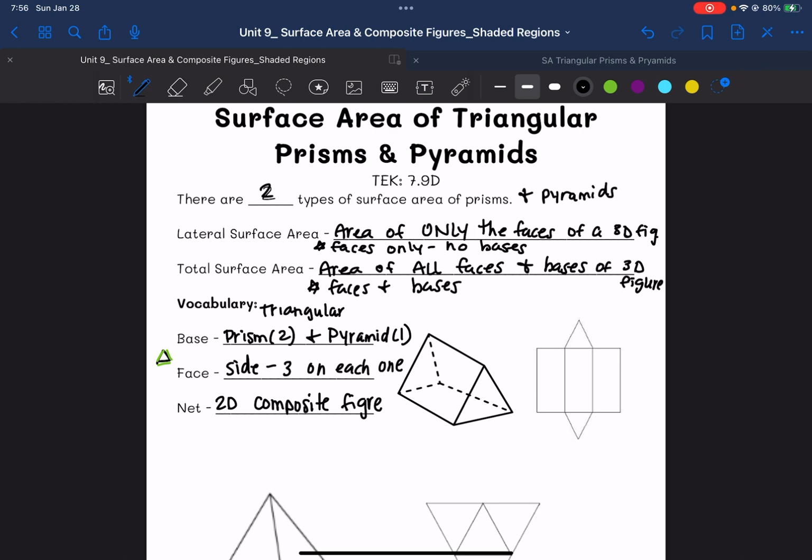All right, now this is a triangular prism. And if we're looking at the bases, here are the bases, which is these. And here are the faces. The faces are going to be one here, one on the other side, and one on the bottom, okay? It's all of these right here. So base here, and all of these are the faces, okay?